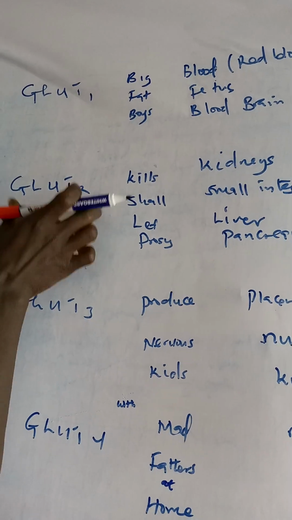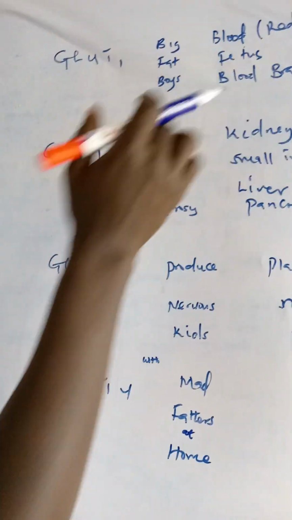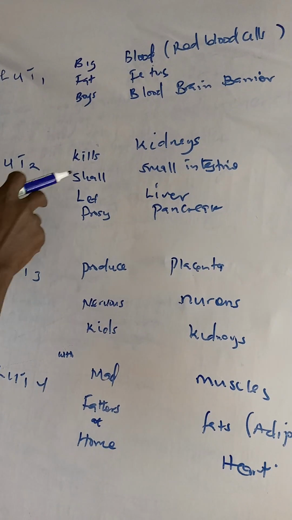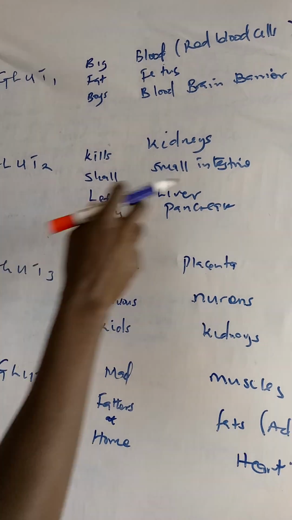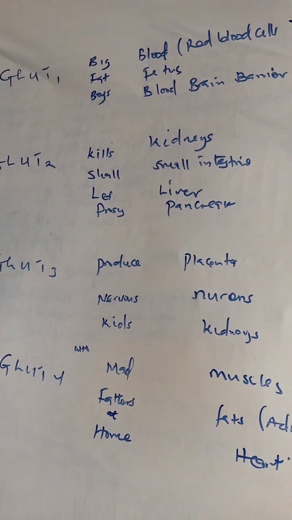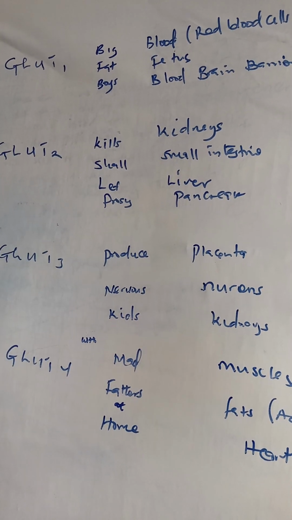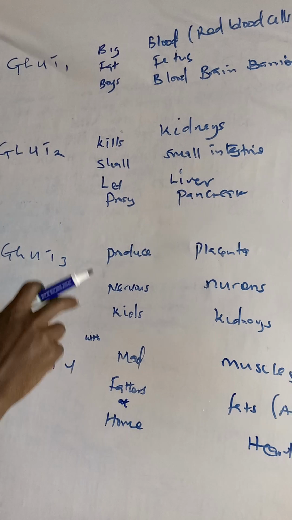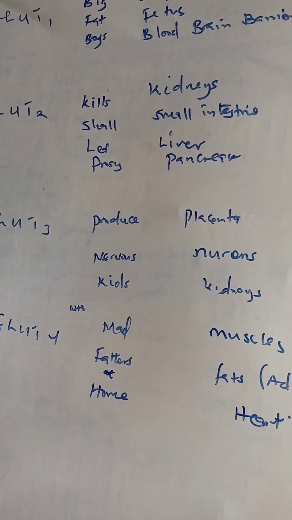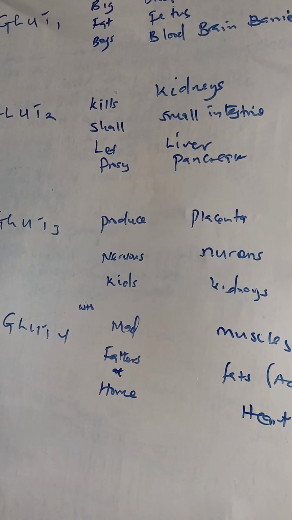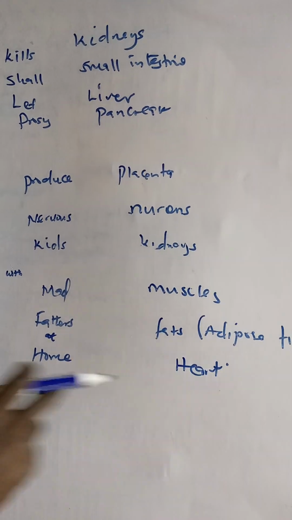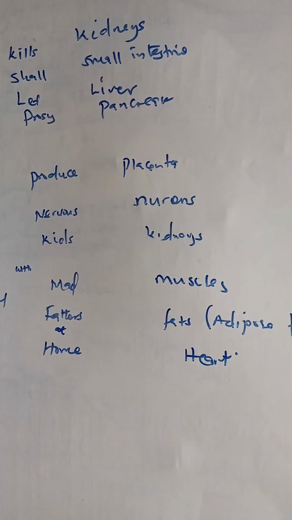Then glucose transporter 2 transports to the kidneys, small intestine, liver, and pancreas. Glucose transporter 3 transports to the placenta, neurons, and kidney. And then glucose transporter 4 transports to the muscles, adipose tissues, and the heart.